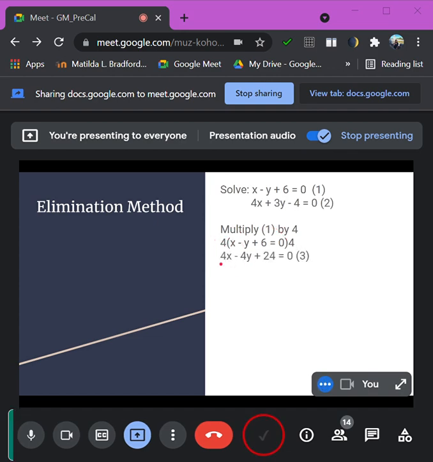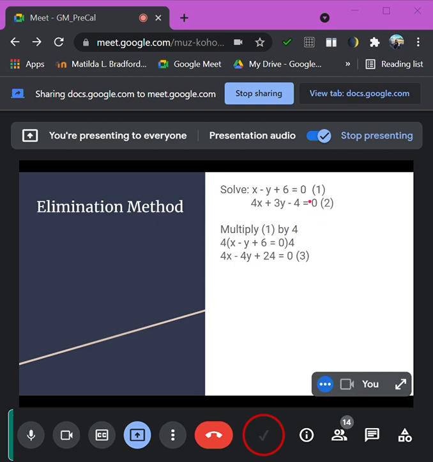So, imura na siyang i-distribute. So, you will have there 4x minus 4y. So, 4 times x, 4x, 4 times y, negative 4y kay minus man ni, and then 4 times 6, that is 24. And then on the other side, 4 times 0, that is still 0. So, kani nimong equation nga 4x minus 4y plus 24 equals to 0, that is your new equation, or that is your equation number 3. So, kani nimong equation number 3, pwede na nimo siyang magamit para maka-eliminate ka using your equation number 2.